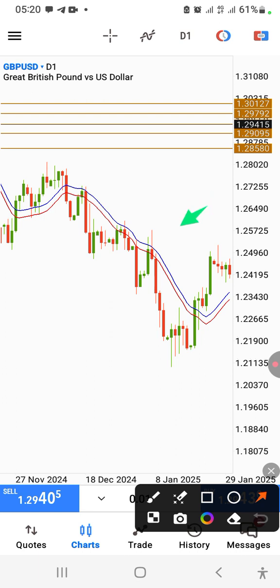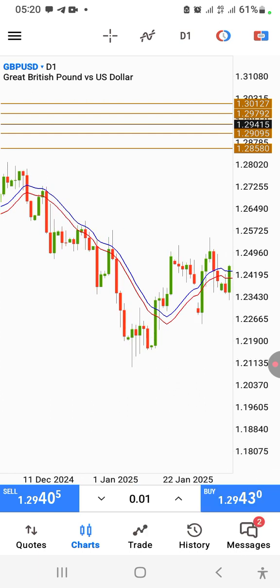You have sold here. Then when you sell there, you put your stop loss above here, so that you will now take your profit. Mind you, there are times it might not.